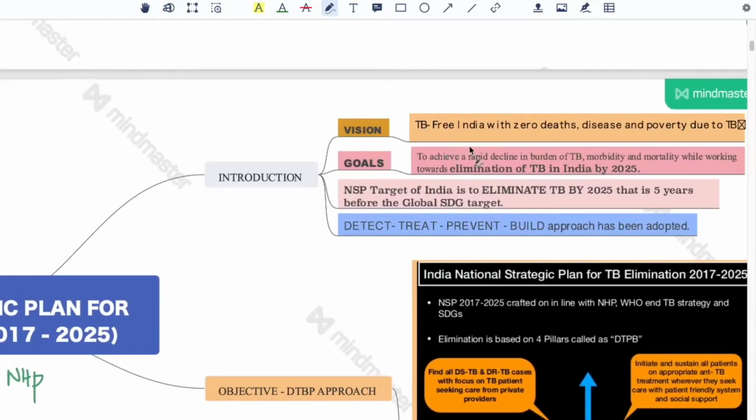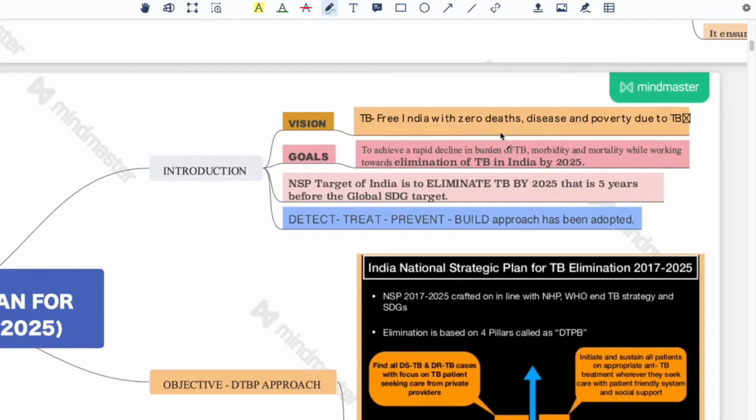What is the vision? The vision is a TB-free India with zero deaths, disease, and poverty due to TB. So, zero deaths, disease, poverty. That's the vision. And what is the goal? The goal is to achieve a rapid decline in the burden of TB, morbidity, and mortality while working towards elimination of TB by 2025. This is the main thing. It aims to eliminate TB by 2025, that is 5 years before the global SDG target.